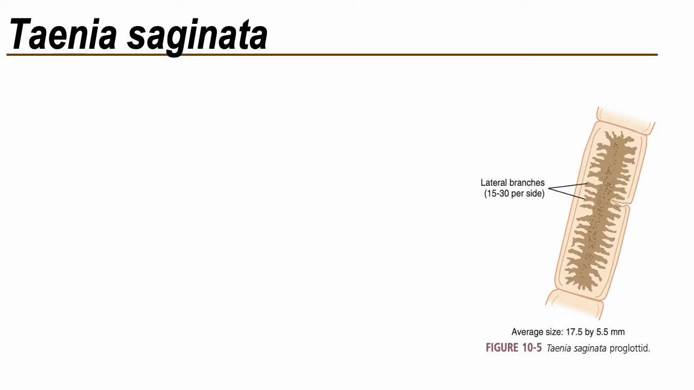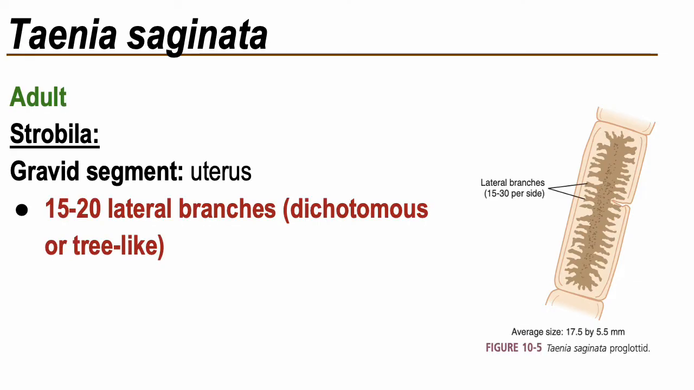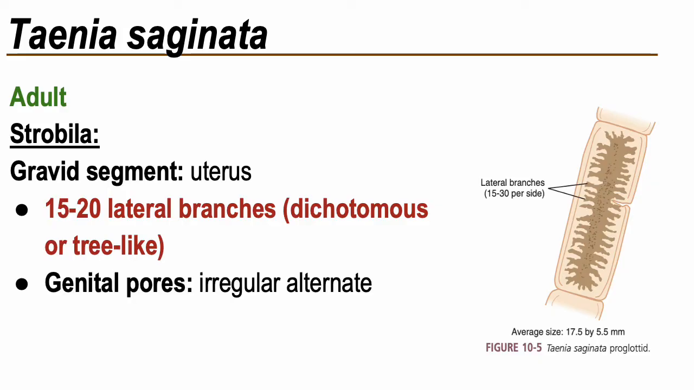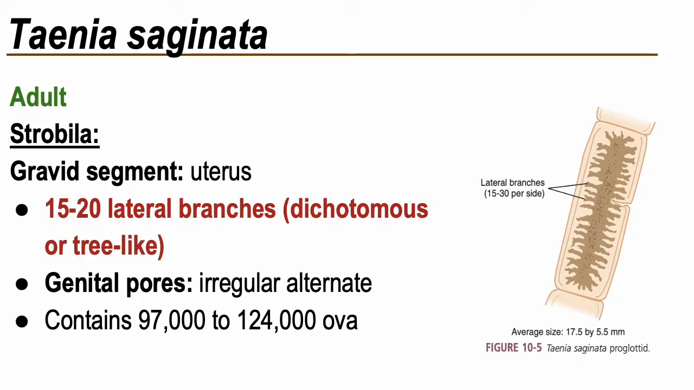Aside from that, we can also differentiate Taenia saginata and Taenia solium through their gravid segment. For the gravid segment, the uterus contains 15 to 20 lateral branches, which is a higher number than that of Taenia solium. In other cases, this is described as dichotomous or tree-like. For the genital pores, it has an irregular alternation. And for the lifespan of Taenia saginata, it may release 97 to 124,000 ova.